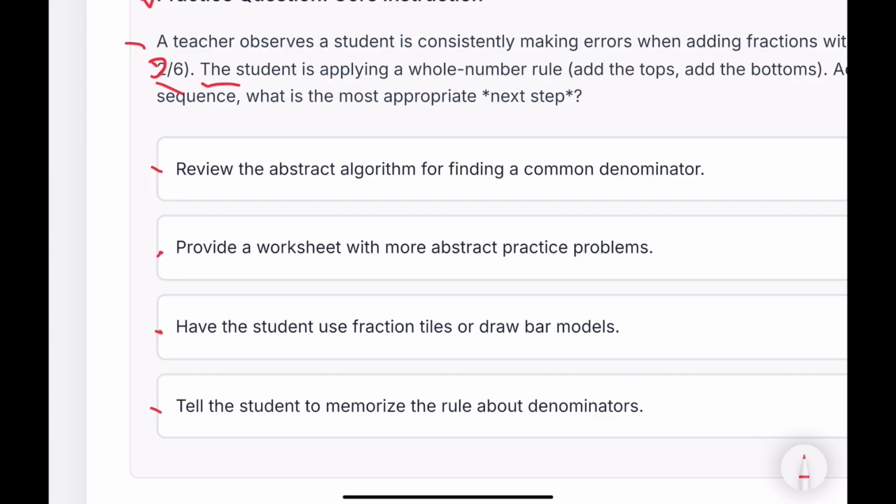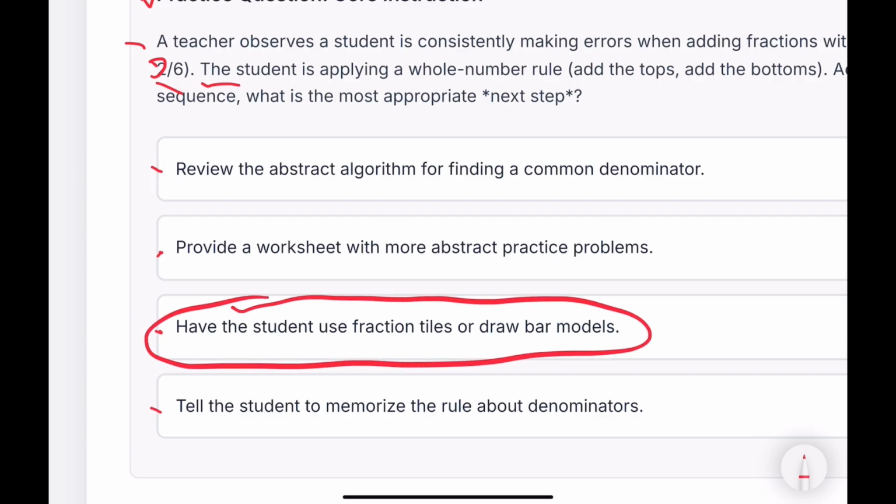Now, the student is struggling with the abstract concept. That's what we call the algorithm. And according to this CRA sequencing that the test often favors, when a student fails at the abstract level, the teacher should regress to a more concrete level. This is what we're talking about, where you go from concrete to representational to abstract. And once you get to the abstract and the student doesn't understand, then go back to representational or concrete in order to reinforce the concept. The best solution for that reason is when I see fraction tiles or bar models, that's what I would select.